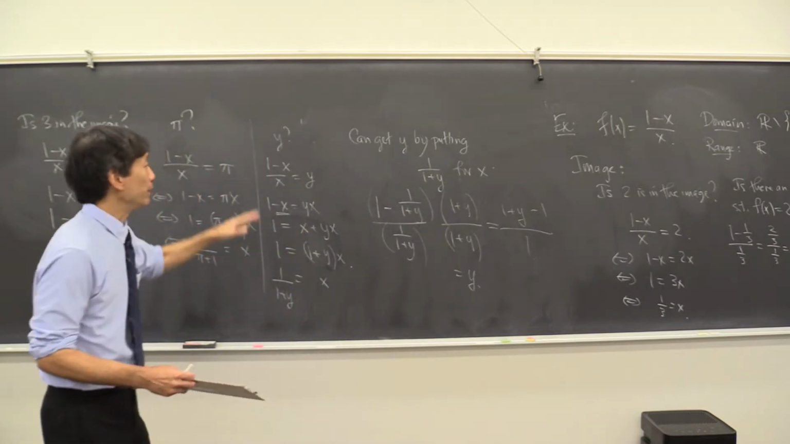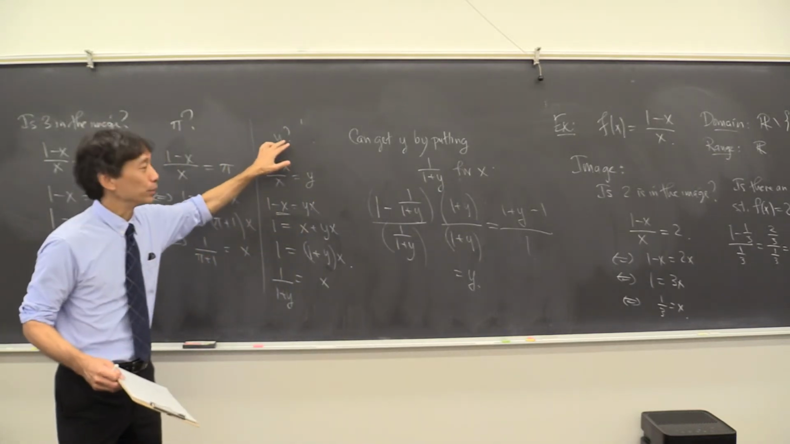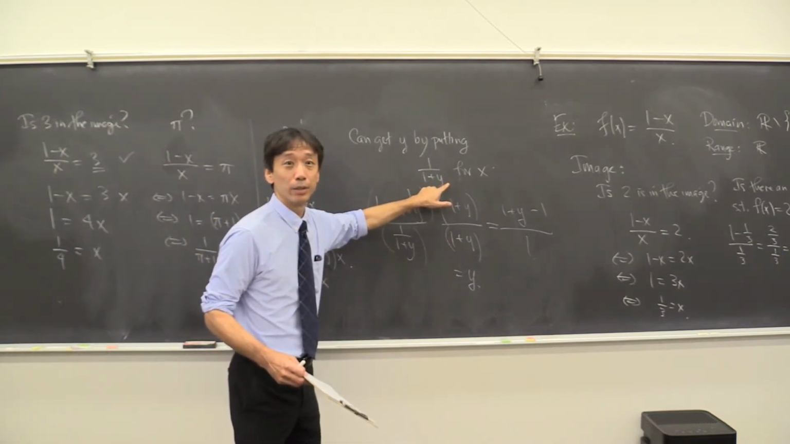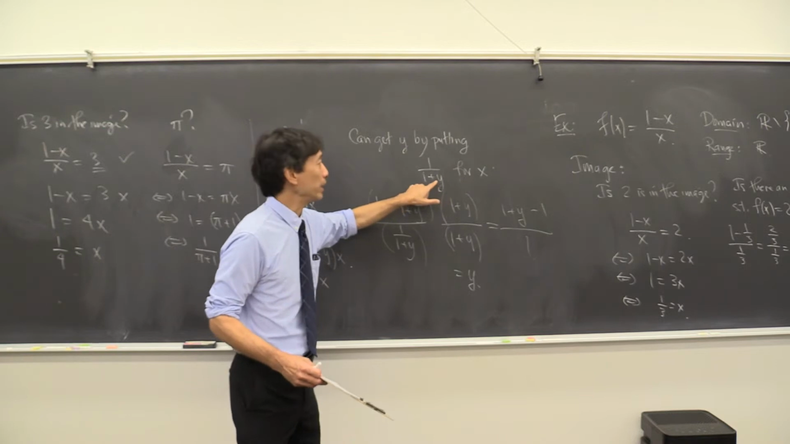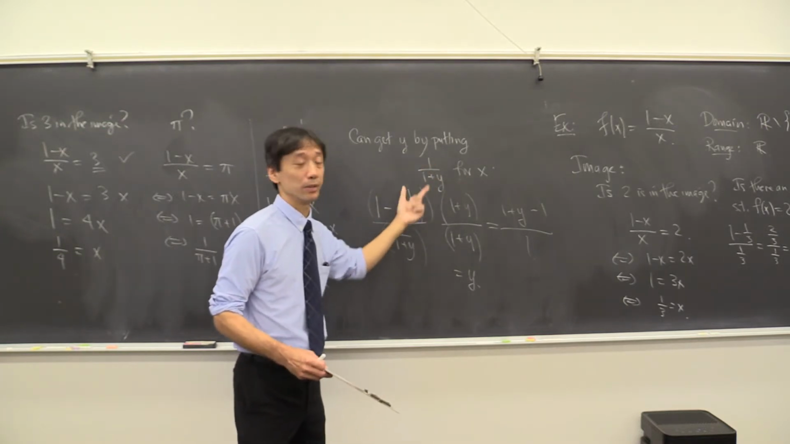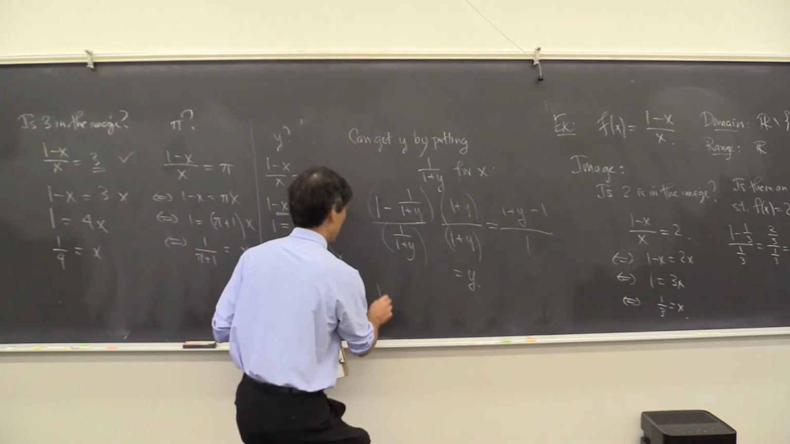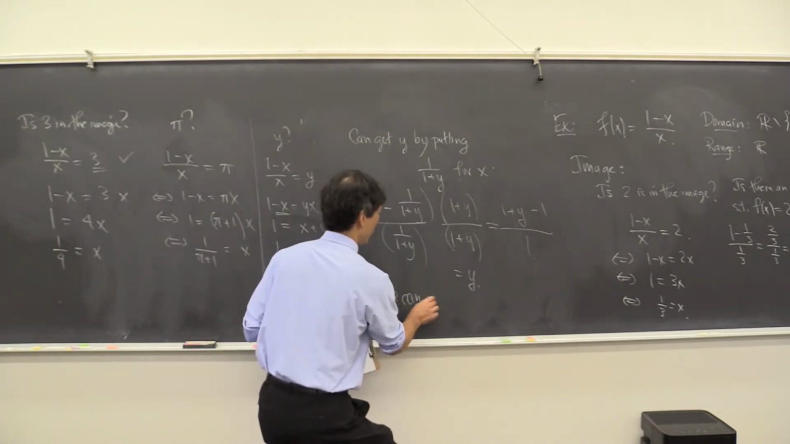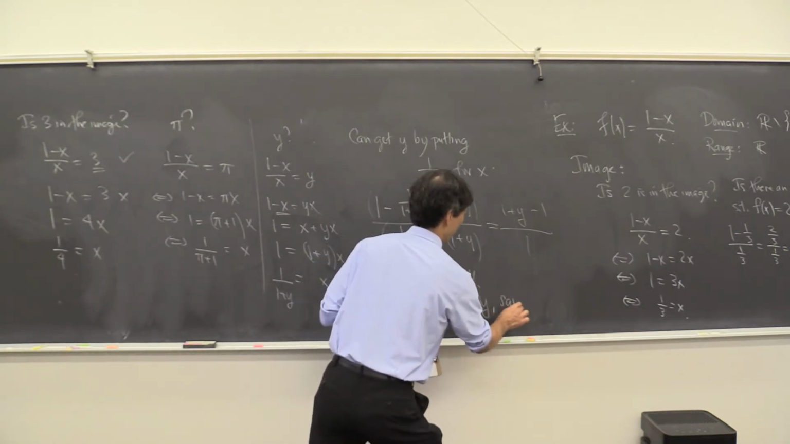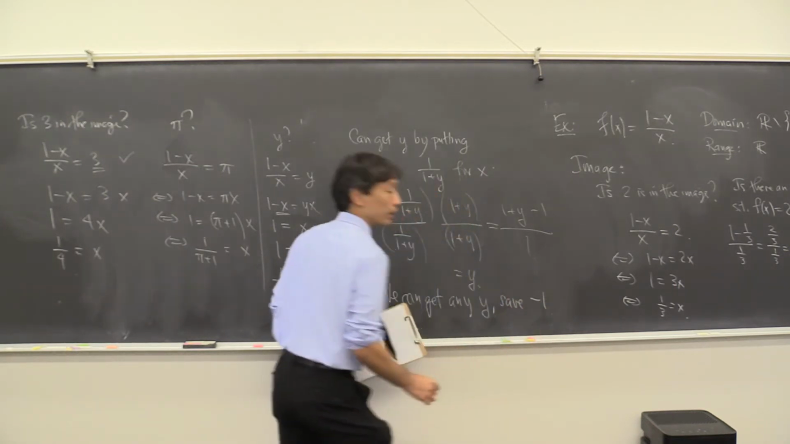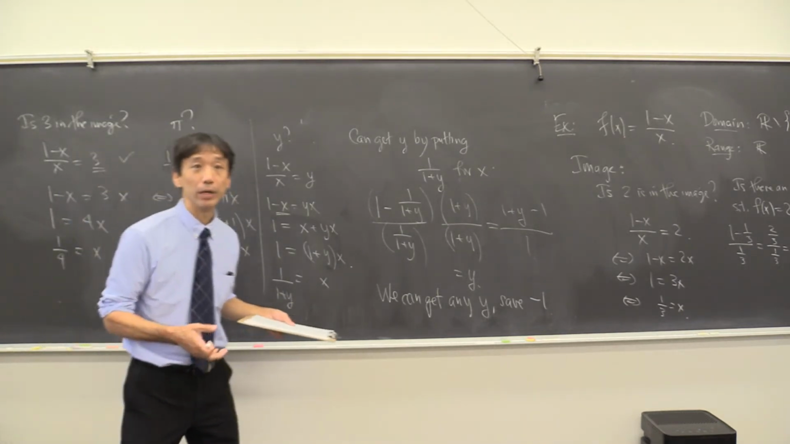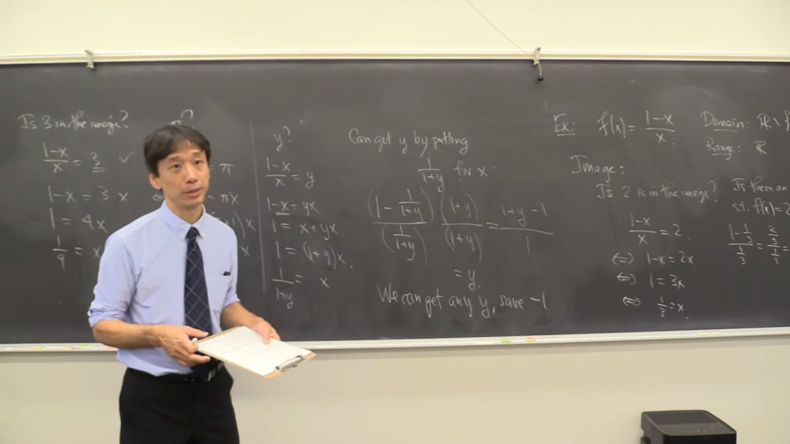So yeah, we can get any y. That's not true. We can't get any y. We can't get negative 1, because to do so, we need to put in 1 over 0, which doesn't make any sense. So that tells us that we can in fact get any y except for negative 1. And that's how you figure out the image.